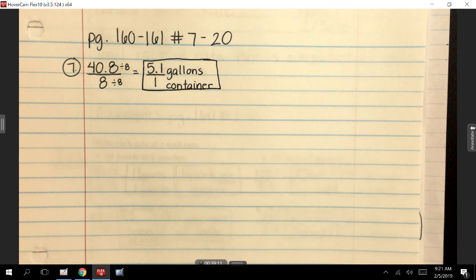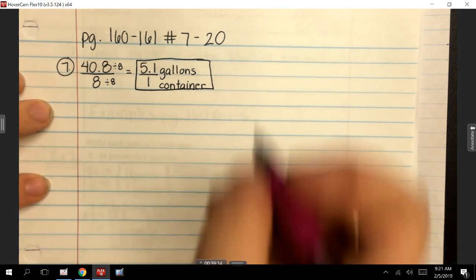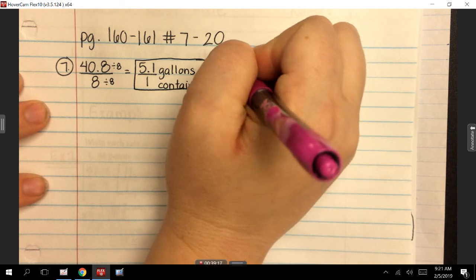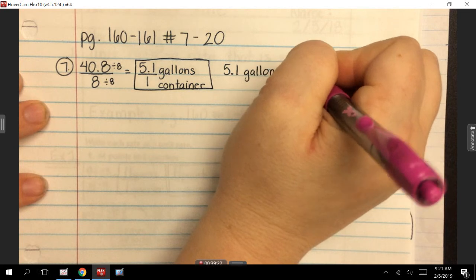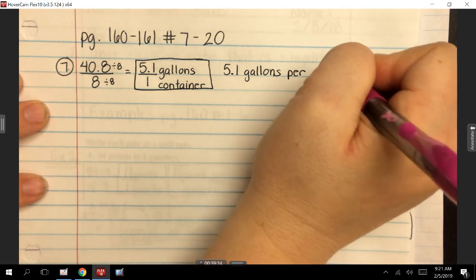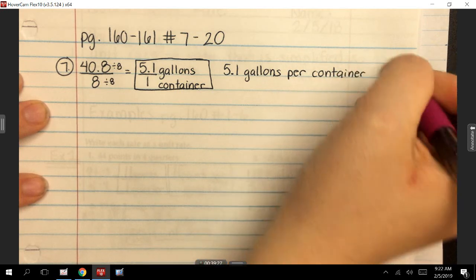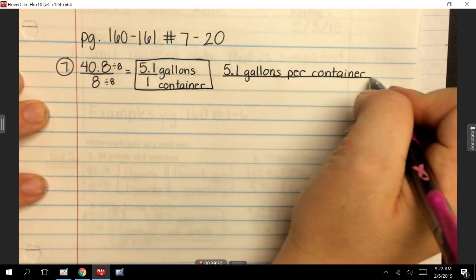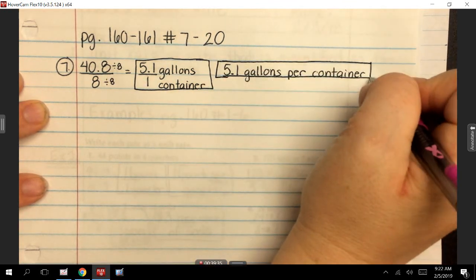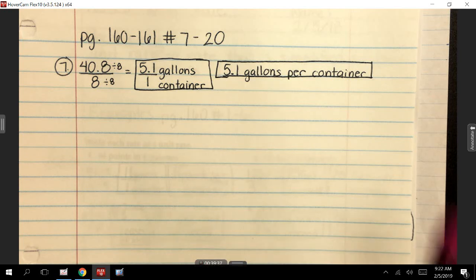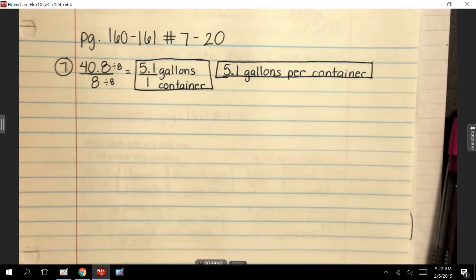How am I going to write my sentence that goes with that? Taylor? 5.1 gallons per container. All right. So that should get you set up on those first ones, setting them up. Guys, make sure you write your sentence. All right, make sure you write your words with your fraction and your sentence, okay?